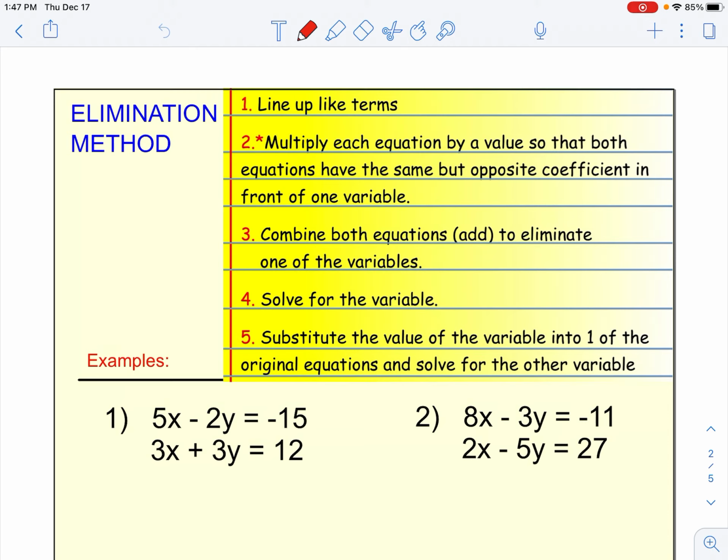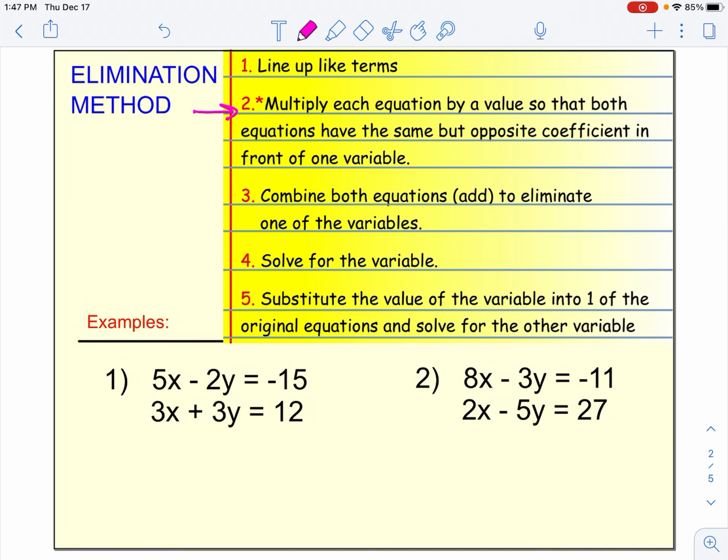With elimination, we line up like terms. Then sometimes we have to multiply each equation or sometimes both equations by a value so that both equations have the same but opposite coefficients in front of the variable. Then we combine and add them so that one of the variables is eliminated. We solve for that variable and then we substitute the value of that variable into one of the original equations and solve again.